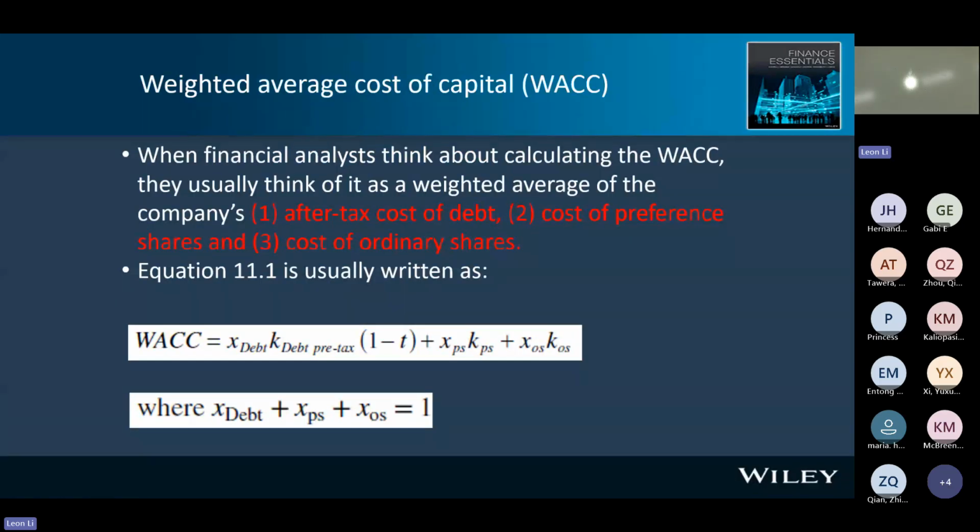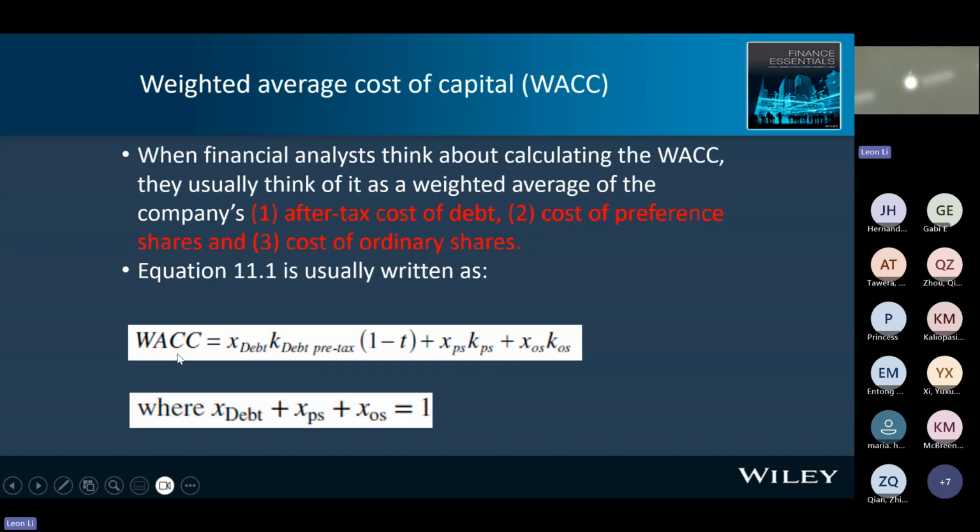When financial analysts think about calculating WACC, they usually think of the weighted average of the company's after-tax cost of debt. So here we have to address the issue about cost of debt. We use the after-tax cost of debt. You can say it's the benefit of the debt. Second, cost of preference share, and third, cost of ordinary share. So we consider different types of capital, then add them up.